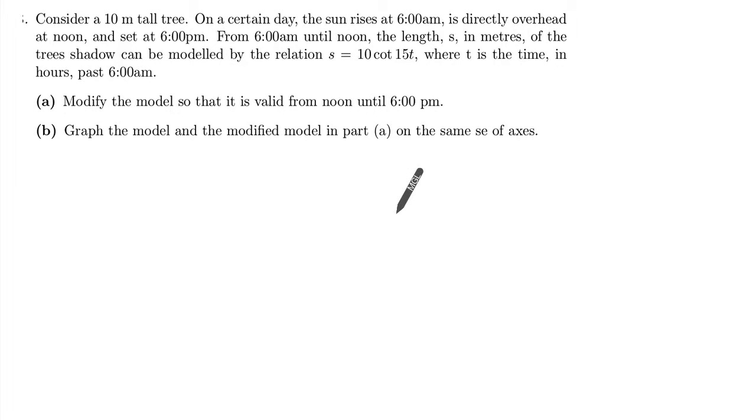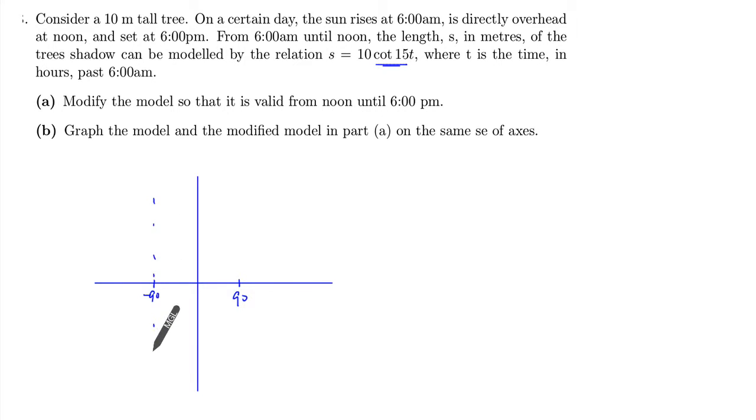Okay, so for this one, we have to be familiar with the cotangent graph. Cotangent graph is the reciprocal of tangent. So the tangent graph roughly looks like this. There's asymptotes here.